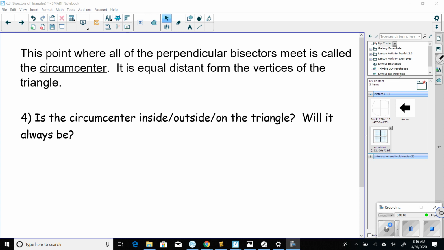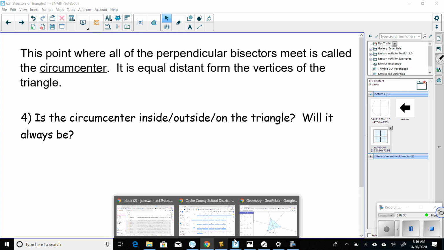So before we do that, I want you to add this to your notes. That point that I just showed you where all of the perpendicular bisectors meet is called the circumcenter of the triangle. This is the important thing that you should know. So add this to your notes also. The circumcenter is equidistant from the vertices of the triangle. So it's the same distance from all the vertices.